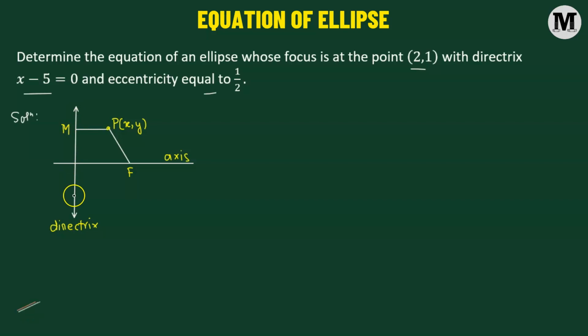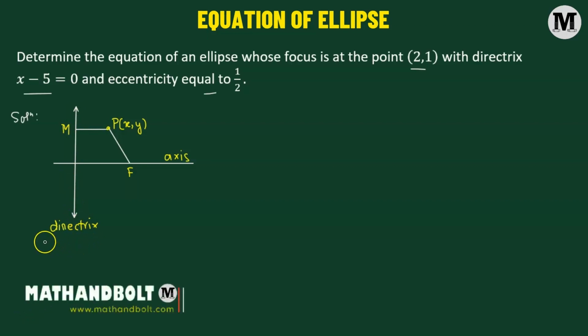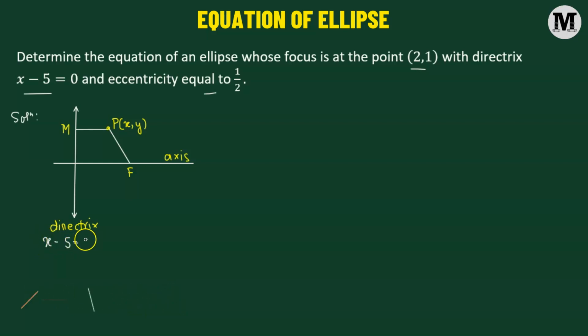So here we consider a vertical straight line which is going to be the directrix of the ellipse. Its equation is given: x minus 5 equals 0. Now, we are going to consider a line that is perpendicular to the directrix line, and that line is referred to as the axis of the ellipse because on this axis line, we have the focus of the ellipse. The coordinates of the focus are given as (2, 1).